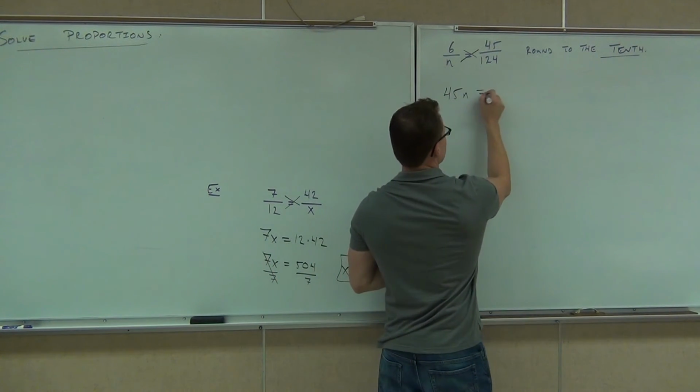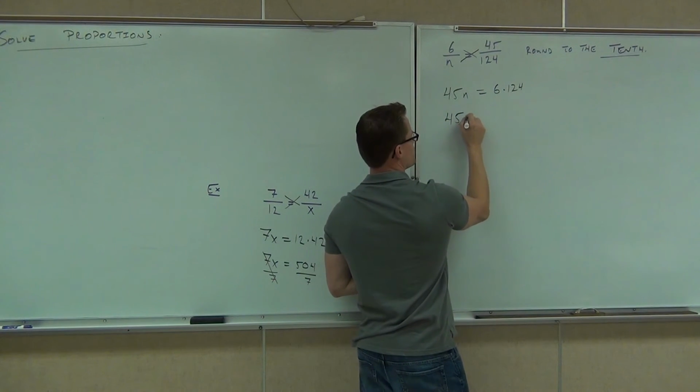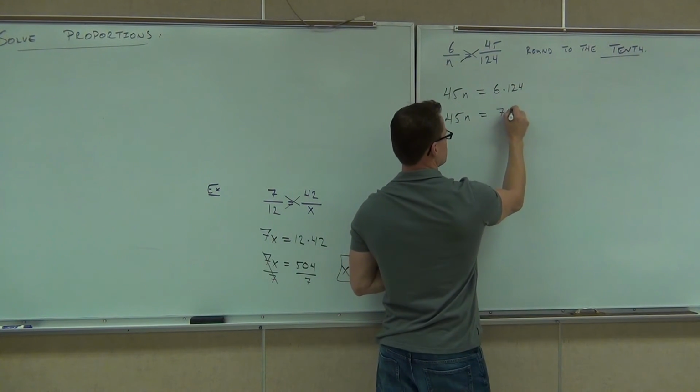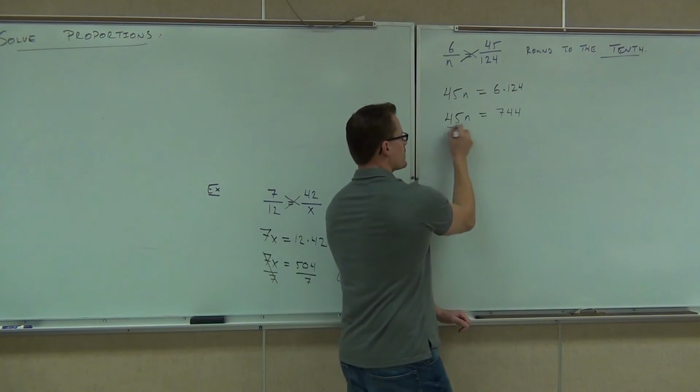Okay. Equals 6 times 124. Wow, I don't know how much 6 times 124 is. How much is that? 744. Lastly, they're big numbers, but you have calculators now. It's great. Divide by 45.